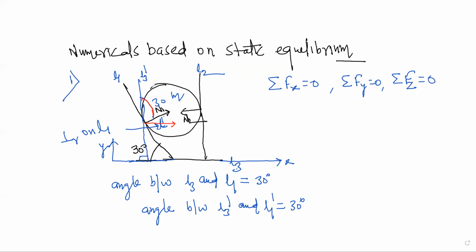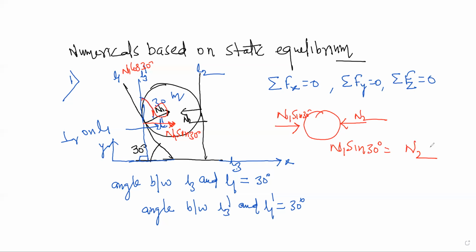So this is 30 degrees. The component of n1 in the vertical direction will be n1 cos 30 degrees, and the component of n1 in the horizontal direction will be n1 sin 30 degrees. So the free body diagram of this sphere is that in the horizontal direction the force n1 sin 30 degrees acts to the right, and from the right it is n2.